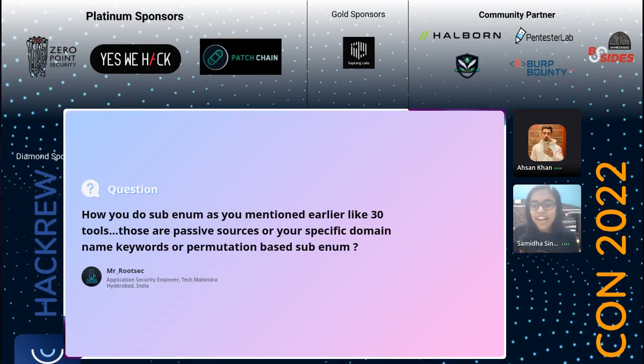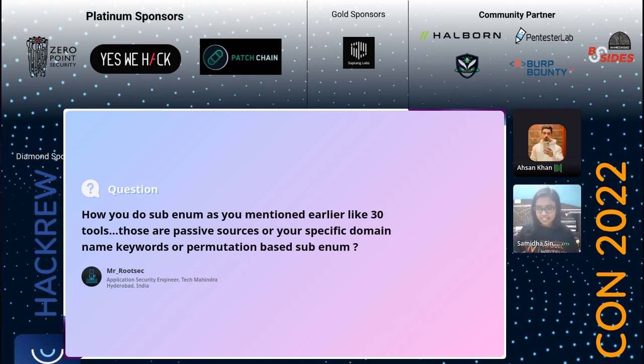How do you do subdomain enumeration? As you mentioned earlier, 30 tools. Are those passive sources, or specific domain names, keywords, or permutation-based enumeration? Sorry, give me a minute because the weather is really strange here. Yeah, please take your time.